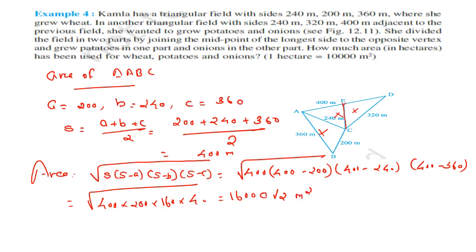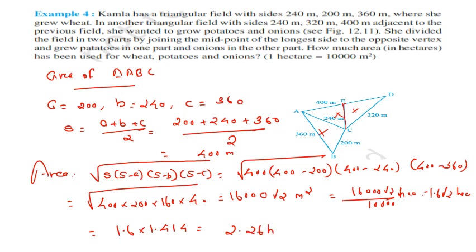So 10,000 meters square is equal to 1 hectare. So what you can write? 16,000 root 2 by 10,000 hectare. So answer is what? 1.6 root 2 hectare. 1.6 root 2 hectare means 1.6 into 1.414. Its approximate value is 2.26 hectares. And now, area of second part.